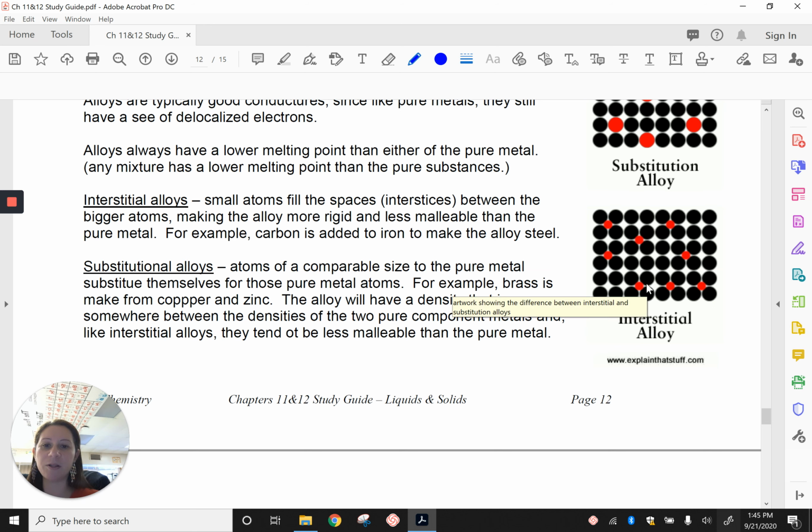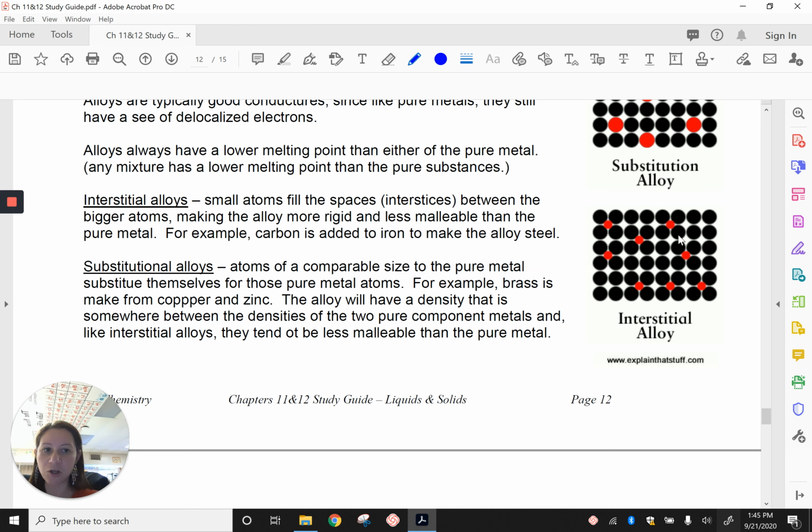An example of that would be steel. So your larger particles would be the iron, and then you have some carbon trapped in there. And so small atoms fill the spaces between the bigger atoms, making the alloy more rigid and less malleable than the pure metal.